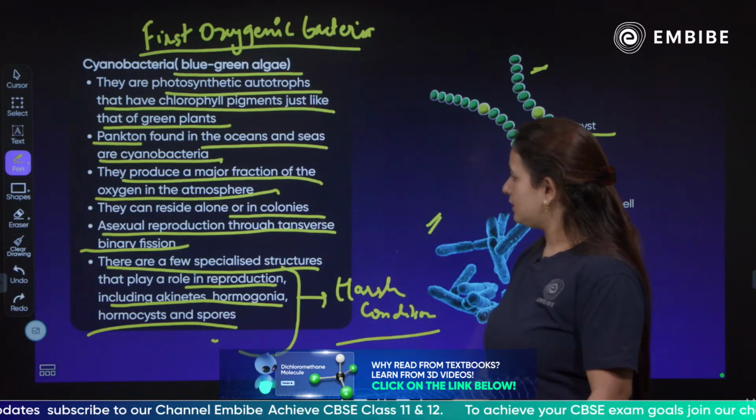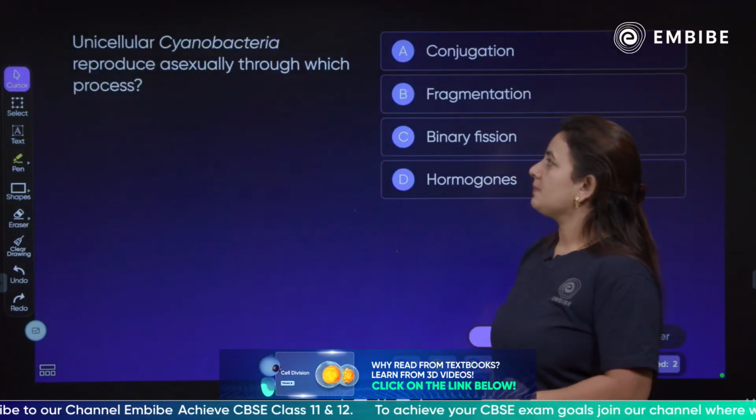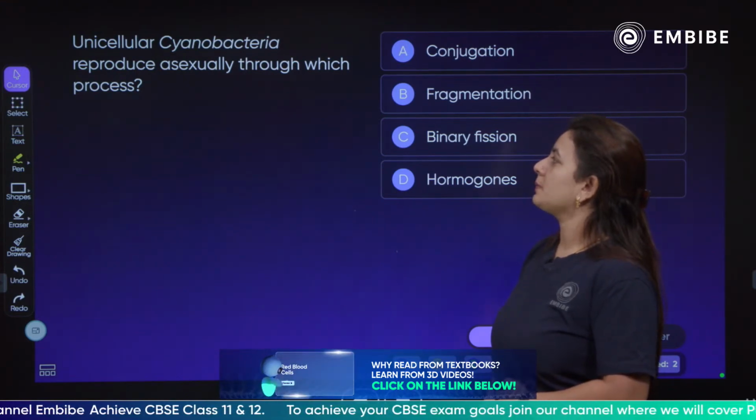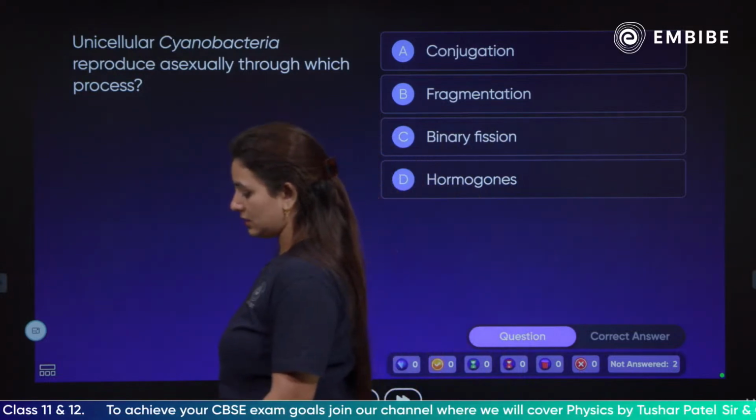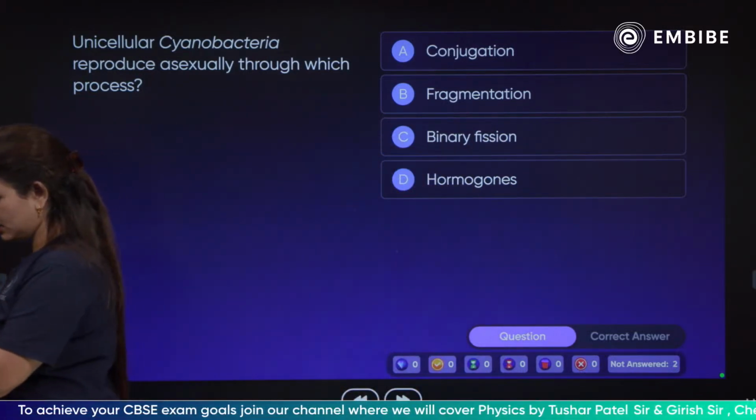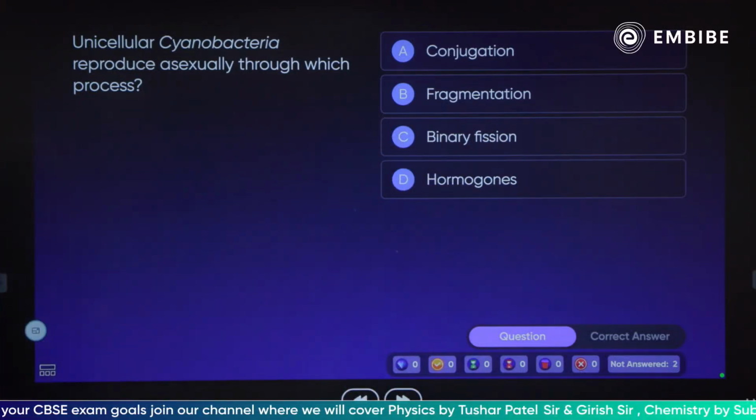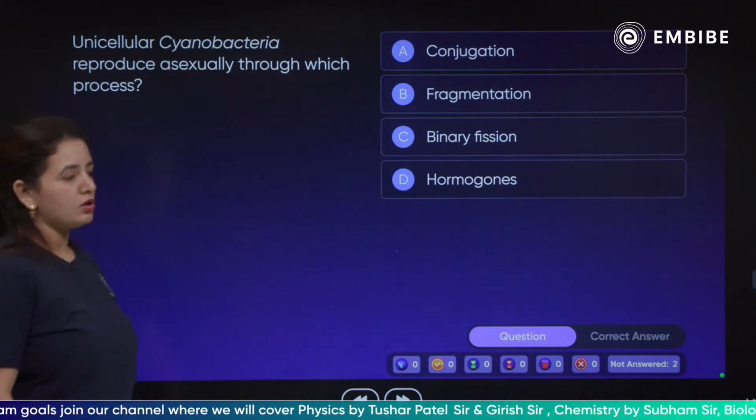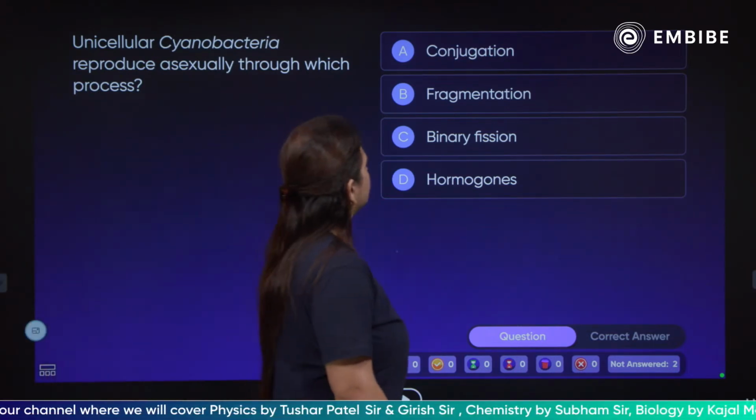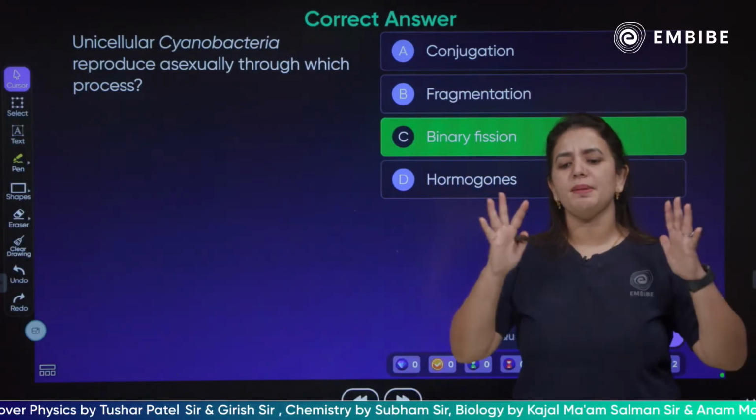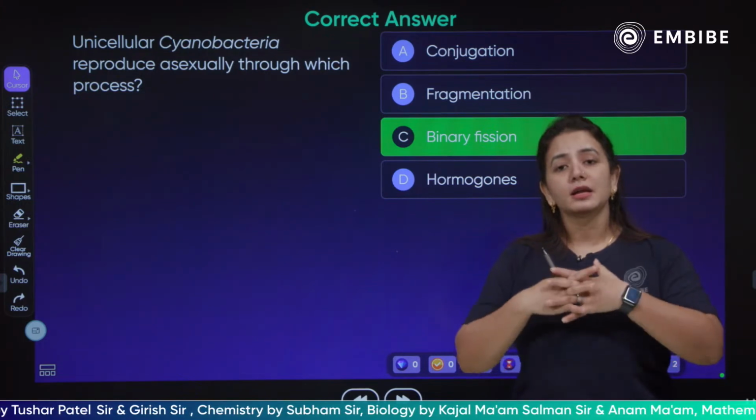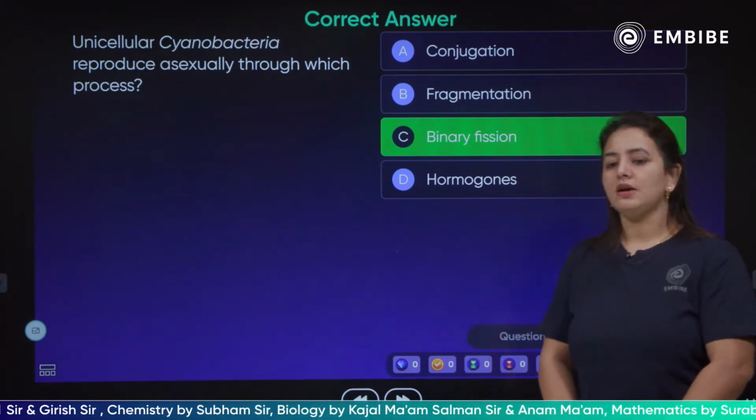Clear? The next question: the unicellular cyanobacteria reproduce asexually through which process? Just now we have discussed. Asexual, they might have some different methods to reproduce, but they also show reproduction through which? Of course, children, binary fission. Binary fission is a basic method of reproduction in bacteria. Okay.